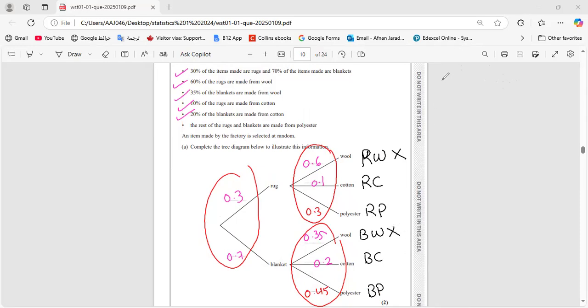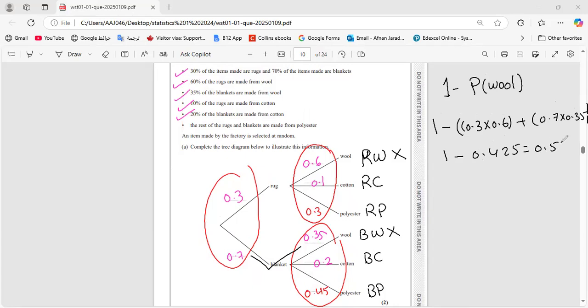So that is 1 minus the probability of wool. 1 minus, 0.3 multiplied by 0.6 plus 0.7 multiplied by 0.35. The answer is 1 minus 0.425, which equals 0.575.